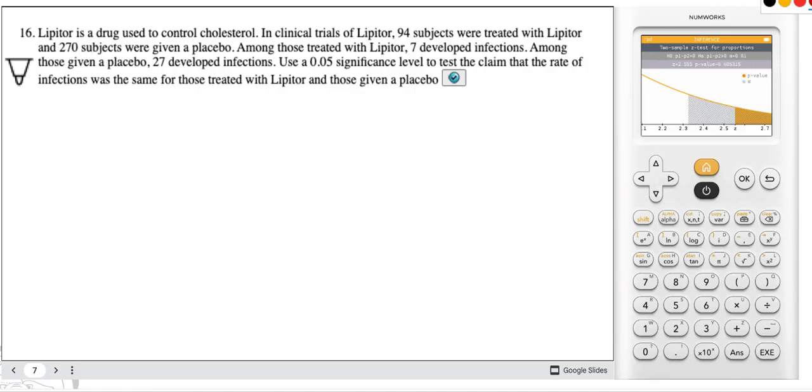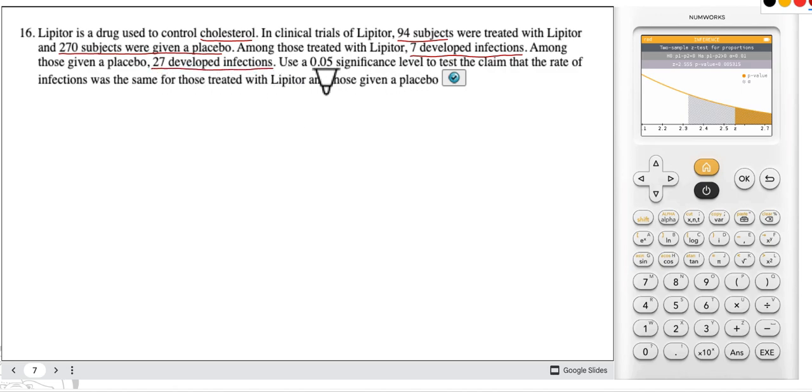Okay. So now for 16, we're given that Lipitor is a drug used to control cholesterol. In clinical trials of Lipitor, 94 subjects were treated with Lipitor, and 270 subjects were given a placebo, a fake pill, something that doesn't work. Among those treated with Lipitor, 7 developed infections. So what we're trying to see is does Lipitor have a side effect that might make people more prone to infections? Well, then we also check among those given a placebo, 27 developed infections.